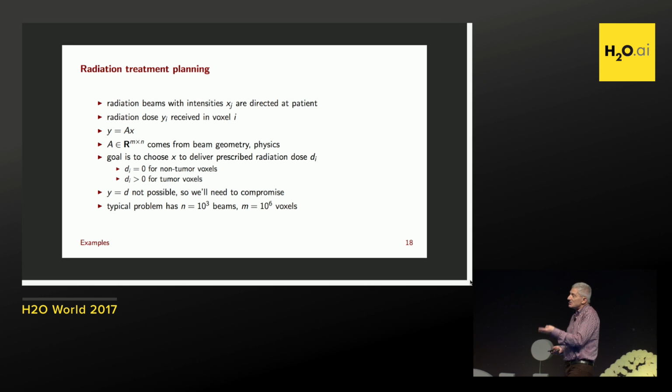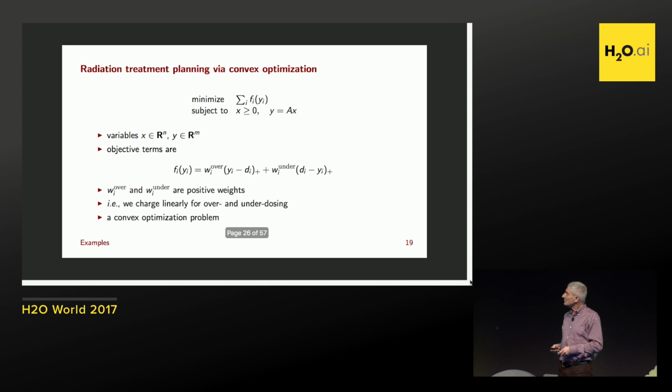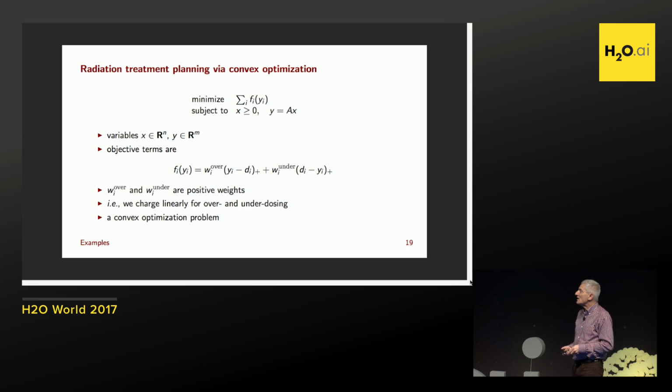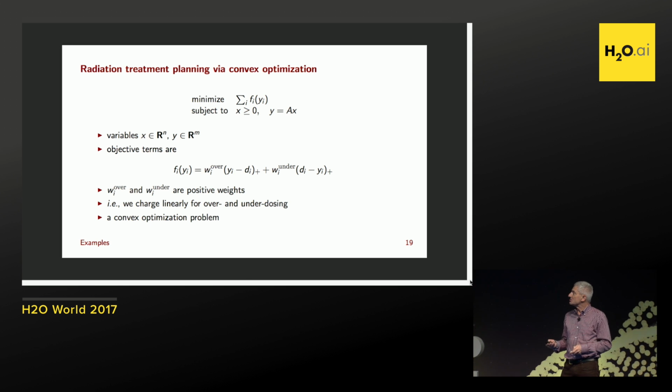And this is done, I guess, pretty much universally now by optimization. So you can set this up as a convex optimization problem. In fact, it's pretty straightforward. You simply charge for overexposing something, and you charge for underexposing. And the two charges are knobs that you turn to get the treatment design that you like. So this is the idea, and that's a convex optimization problem.